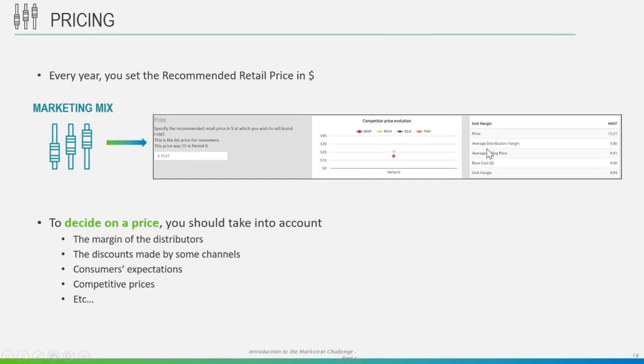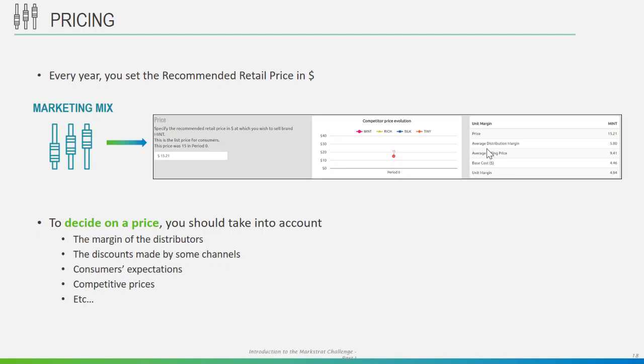Pricing, you get to set a price, and what you're setting is an MSRP, a manufacturer's suggested or recommended retail price. So that's not the price that you'll receive for every unit sold. That is just the price that you recommend that your retailer sell it for. By law, you can't demand or set the prices for the retailers. You just set a price that you think the retailer should charge.